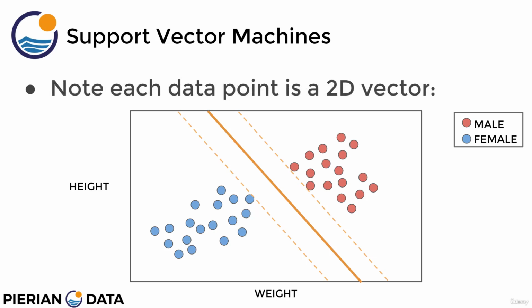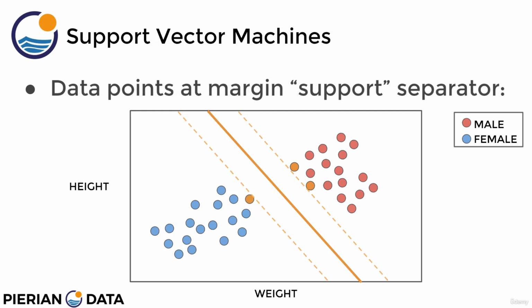And you should note that each data point here is actually a two-dimensional vector, consisting of information about the weight feature and the height feature. Since we can think of each point as a two-dimensional feature vector, I can begin to understand that the data points that are interacting with the margin are actually supporting the separator's decision to figure out what is the best separating hyperplane.